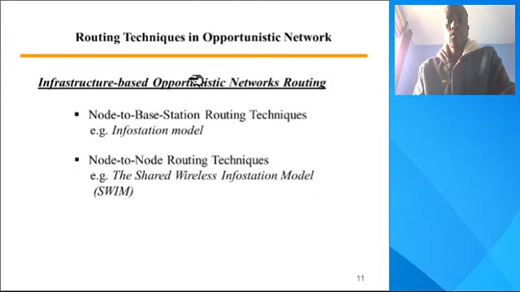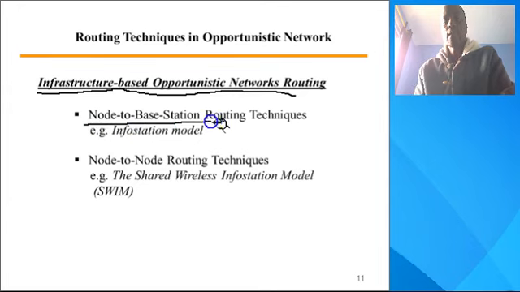Routing techniques in opportunistic networks. We have different techniques for opportunistic network routing, but to make it simple, I am going to divide opportunistic networks into two, as we said earlier: infrastructure-based opportunistic networks and infrastructureless opportunistic networks. So, routing techniques in infrastructure-based opportunistic networks. Infrastructure-based opportunistic networks use two types of routing techniques: node to base station communication, and the node-to-node routing technique.